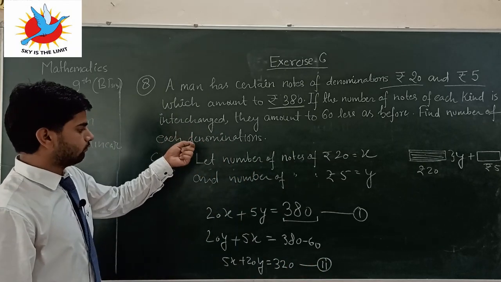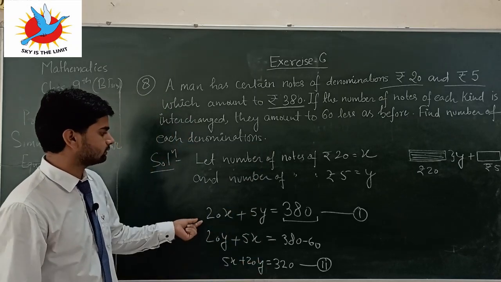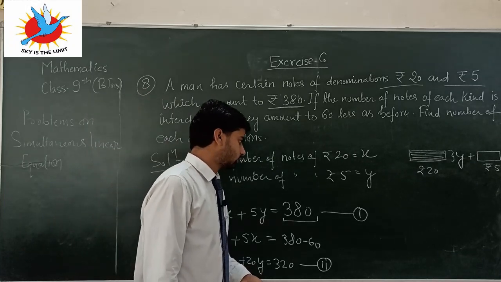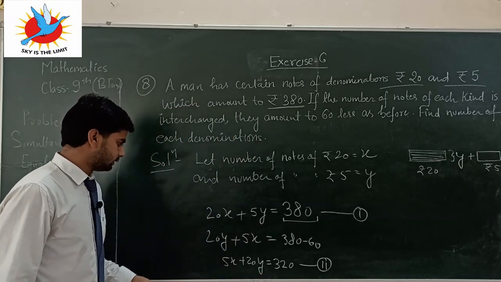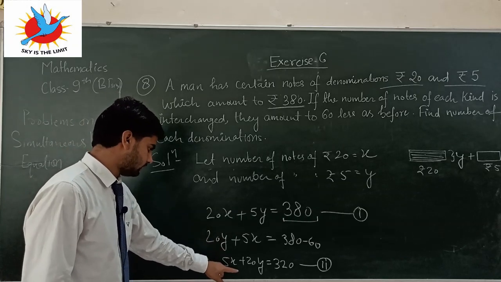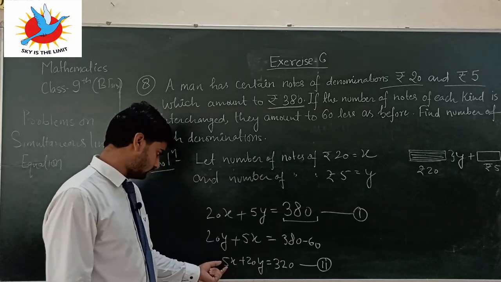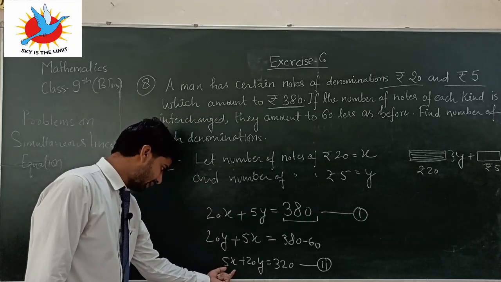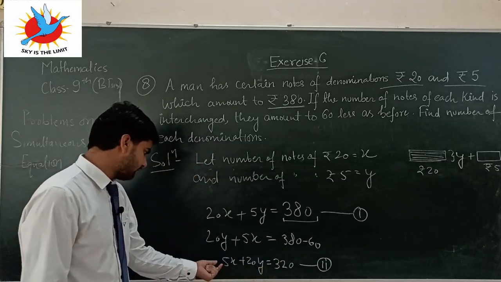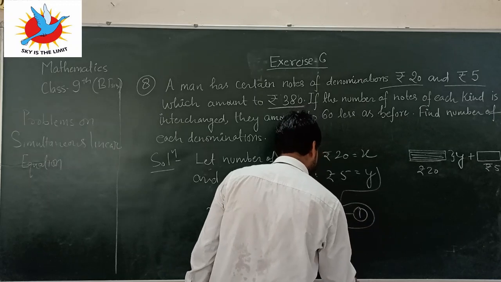From condition 1 we got equation 1, and from condition 2 we got equation 2. Now we have two equations in two variables, and we have to solve them. Here we have 20x and here we have 5x, and if we want to eliminate x, we must make this 20. To make it 20, we are going to multiply the whole equation 2 by 4.